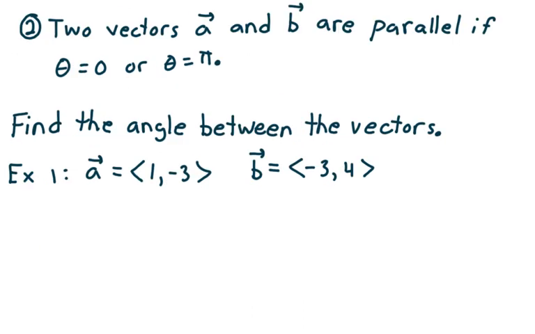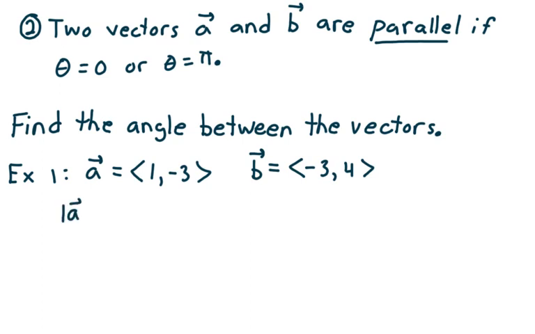And then on number 2, two vectors A and B are parallel, which means one vector is a scalar multiple of the other vector, if theta equals 0 or theta equals pi. Now, let's take a look at an example. It says, find the angle between the vectors. And then we have A is the vector 1, negative 3, and B is the vector negative 3, 4.